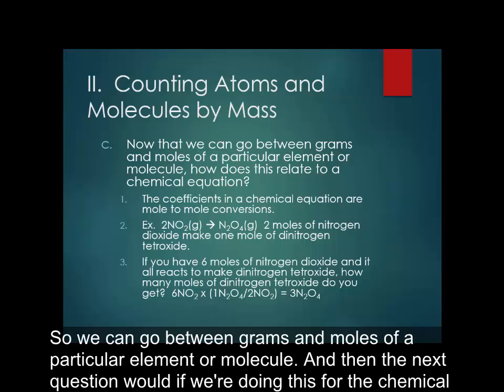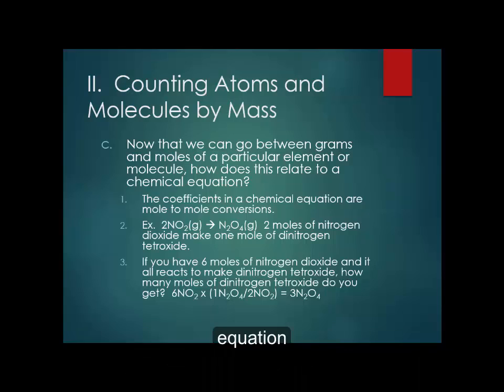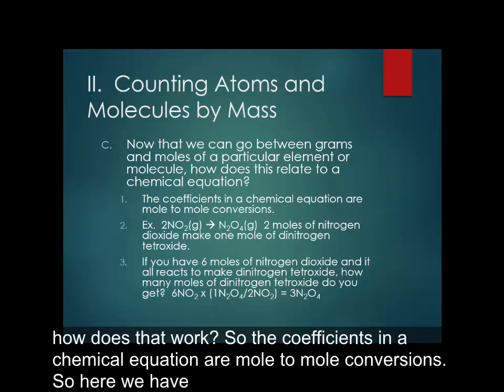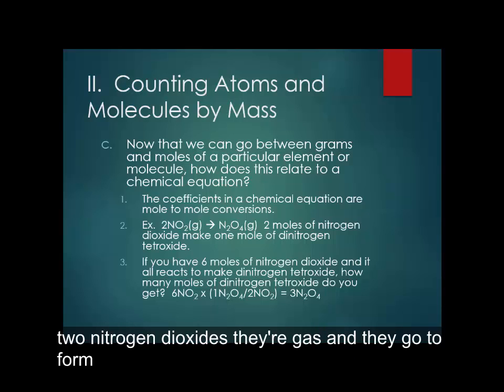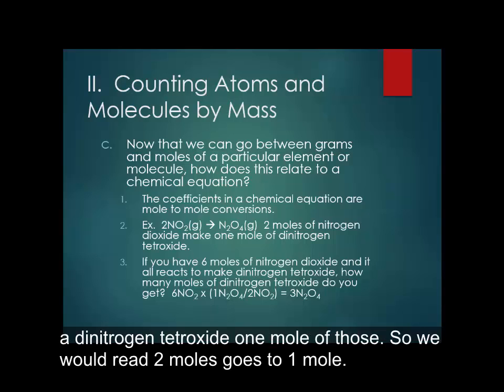So we can go between grams and moles of a particular element or molecule. And then the next question would be, if we're doing this with a chemical equation, how does that work? So the coefficients in a chemical equation are mole-to-mole conversions. So here we have 2 nitrogen dioxides. They're a gas and they go to form dinitrogen tetroxide, 1 mole of those. So we would read 2 moles goes to 1 mole.